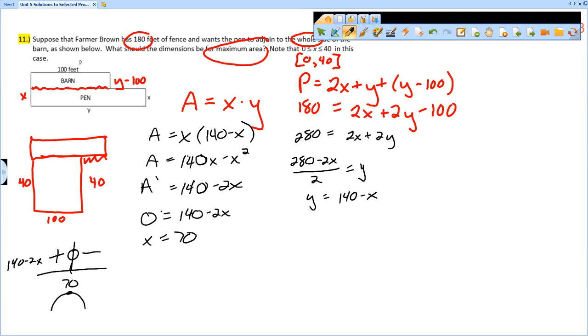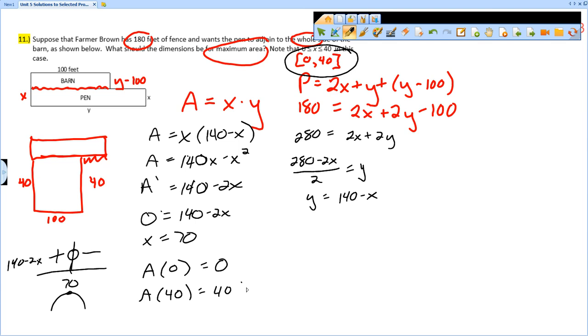But the problem is that the way you were told to set this up, the domain was only 0 to 40, right? And the problem is that we want the pen to cover the entire side of the barn, and so that means x cannot be any larger than 40. So we need to evaluate the area if x was 0. Well, that would obviously be silly because that would be an area of 0, right? But what would the area be if x was 40?